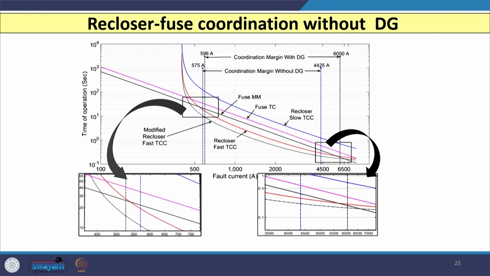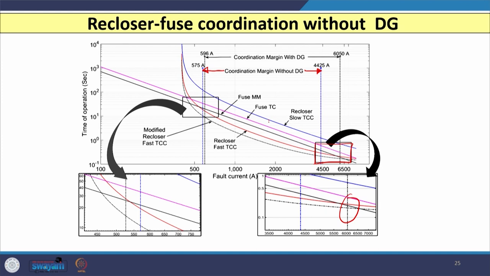Let us say, for example, here I have shown the coordination margin with two vertical lines. You can see the coordination margin without DG, shown by two vertical lines, and the characteristics I have shown: the red color is recloser fast, the blue color is recloser slow, and in between I have the fuse TC and fuse MM characteristics. Now, outside this range, if I zoom into this portion, you can see that there is a mismatch in the characteristics, two characteristics overlap.